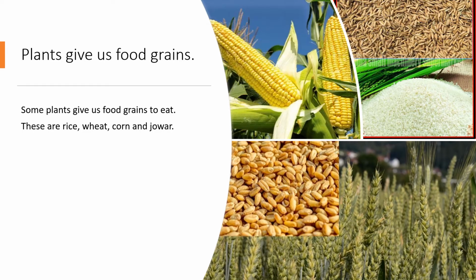Now, can we read out the line and spell the words? Plants give us food grains. Look at the food grains. The picture is here, so you can identify. Yes, these also come from plants. Some plants give us food grains to eat. These are rice, wheat, corn and jawar. There are many other food grains also, children, but we are listing down just a few for you to learn at the beginning.